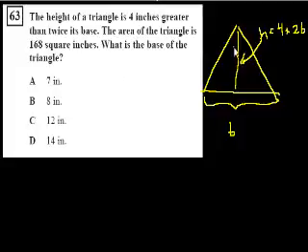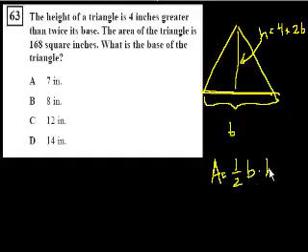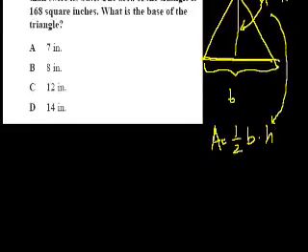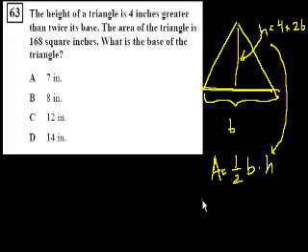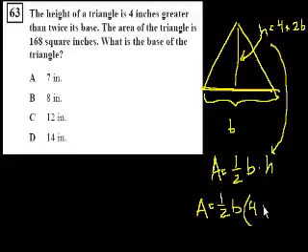So what's the area of a triangle? It's the base times the height times 1/2. So area is equal to 1/2 base times height. They told us that the height is 4 more than twice the base, so we could just substitute that in, and then we'll have it in terms of the base. The area is equal to 1/2 the base times the height, which is 4 more than twice the base.